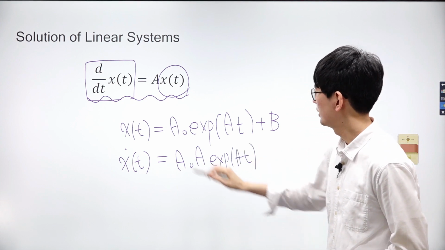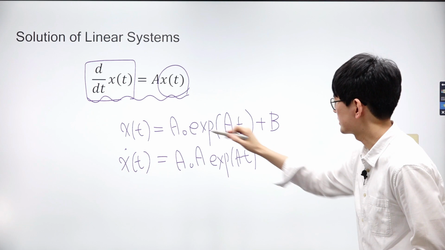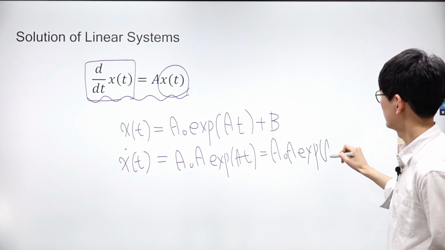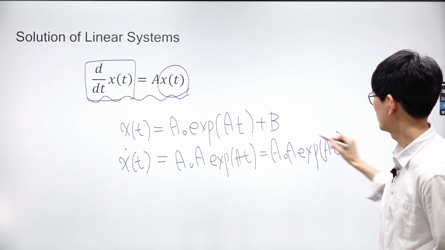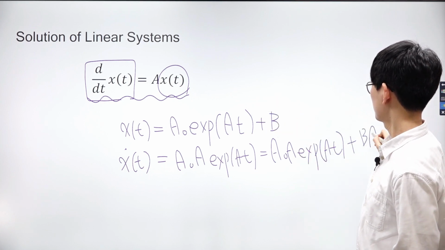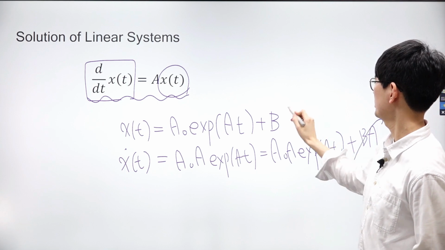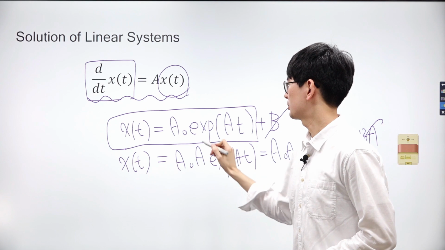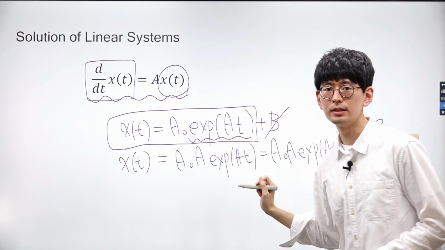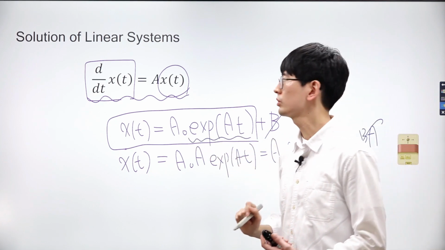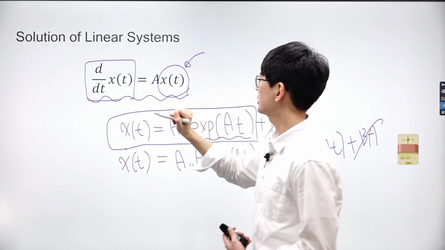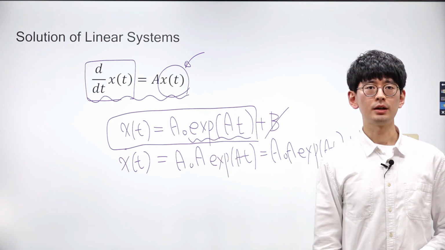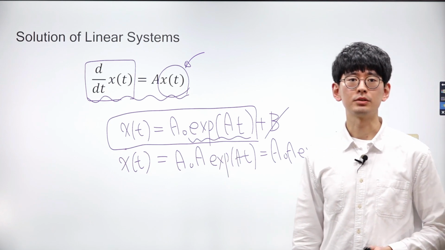If we substitute a naught times exponential of At plus b into x of t in the formula above, we get a naught times exponential of At plus bA. Thus, bA equals 0, and we can drop b in x of t. Therefore, x of t equals a naught times exponential of At. To summarize, when we want to observe changes in values over time, the solution of the linear system often involves a matrix exponential.